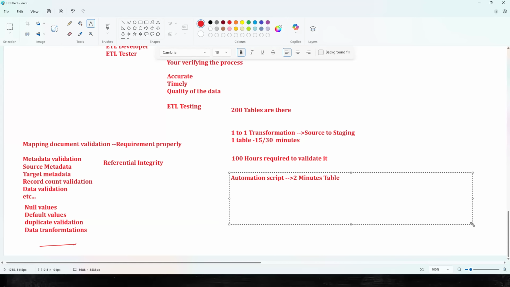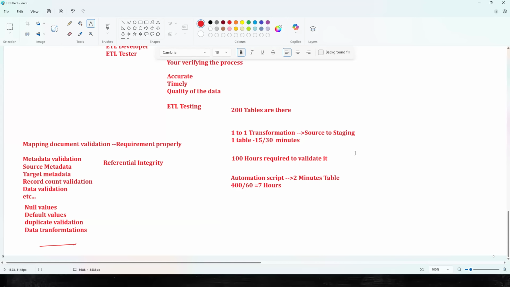Okay, one table, 2 minutes. 200 into 2, which is nothing but 400 minutes. 400 minutes divided by 60 is nothing but approximately 6 hours. Let's consider 7 hours it is taking. Where is 7 hours? Where is 200 hours? Where is 100 hours?